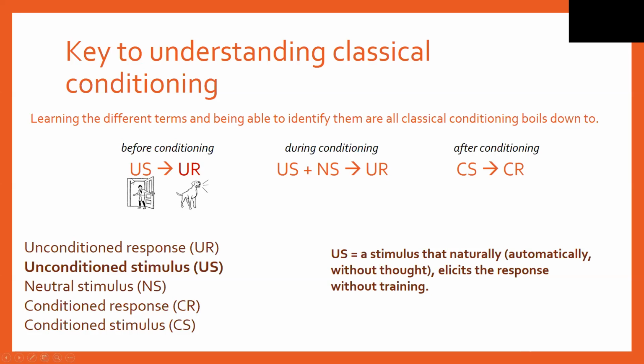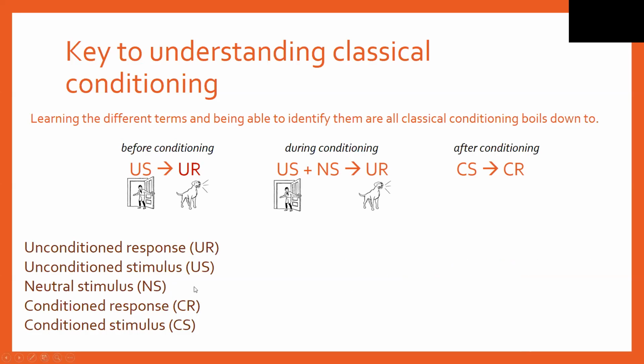And we see them up here. This is before conditioning. This is the stuff that is just already happening automatically without training and without thought. So now what we need to identify is this third term here, the neutral stimulus. We can carry over the unconditioned stimulus and the unconditioned response here, because they're going to be the same thing. We've already identified them. So really we only need one thing here. We have to identify the neutral stimulus.